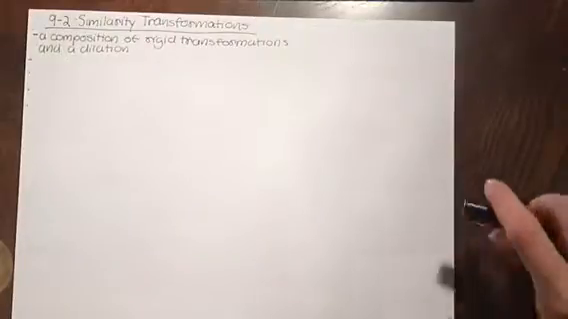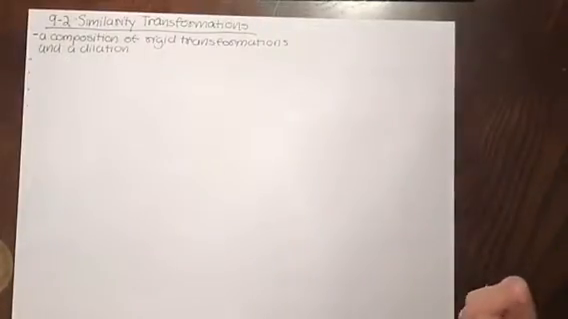A similarity transformation is a composition of rigid transformations and a dilation. When two figures are similar if and only if there's a composition of rigid transformations and a dilation that maps one figure onto the other.